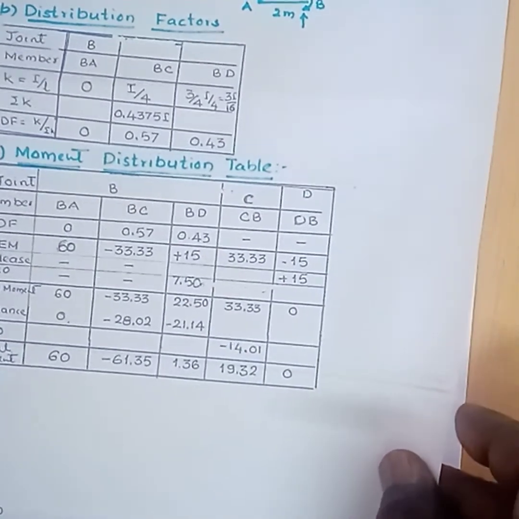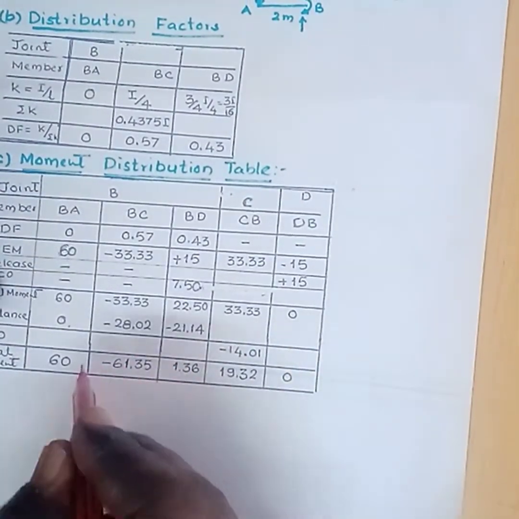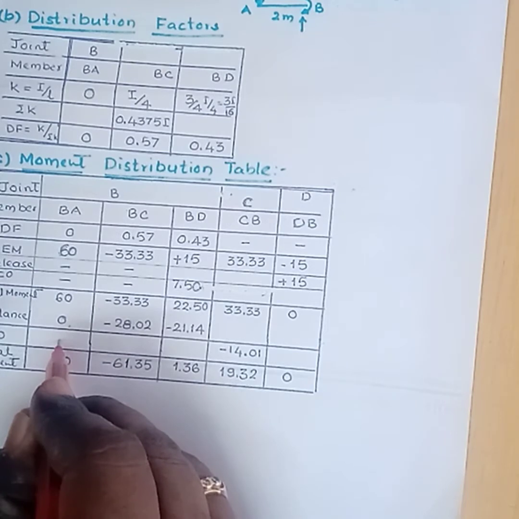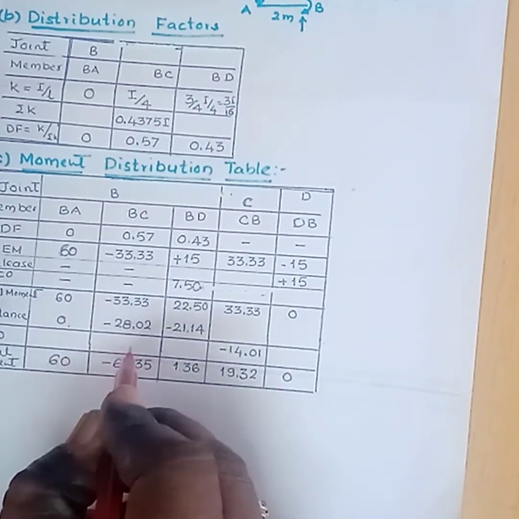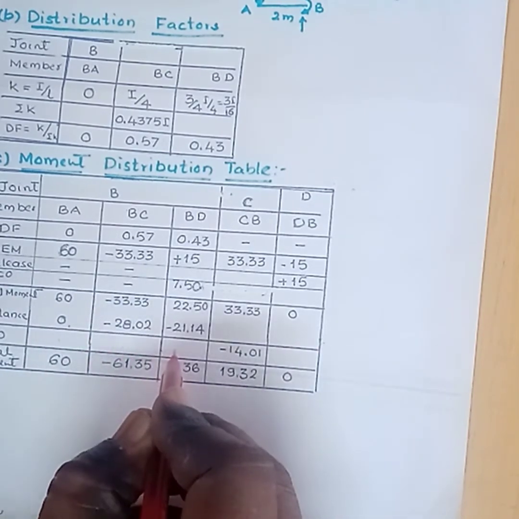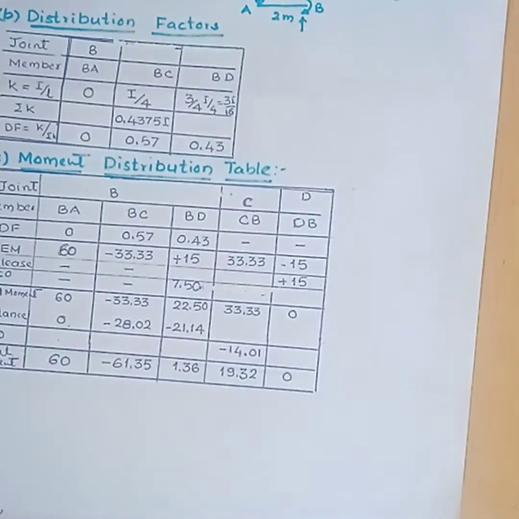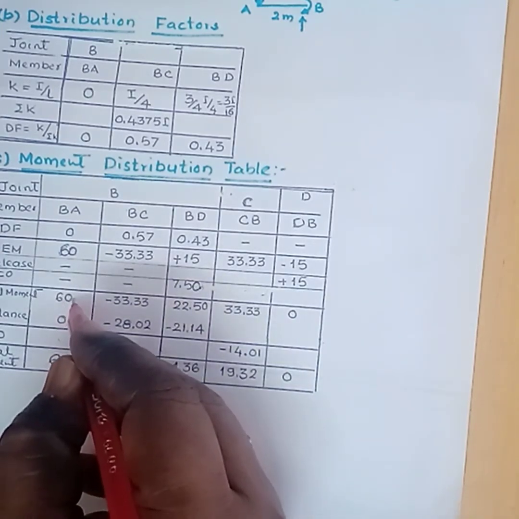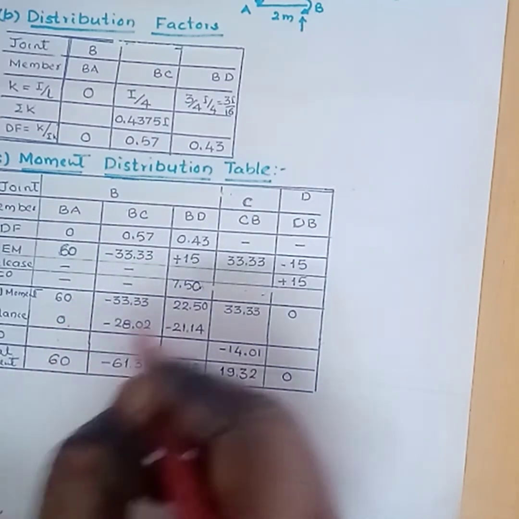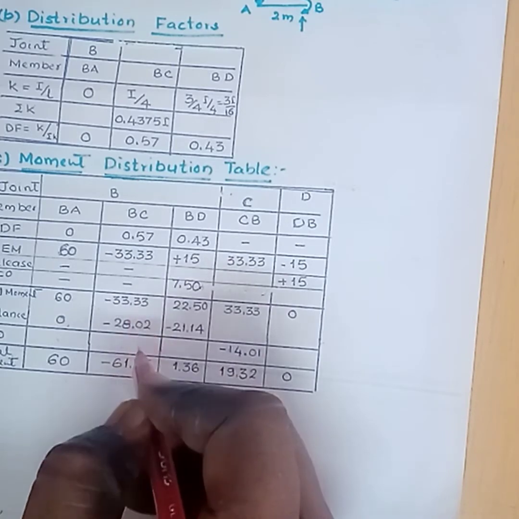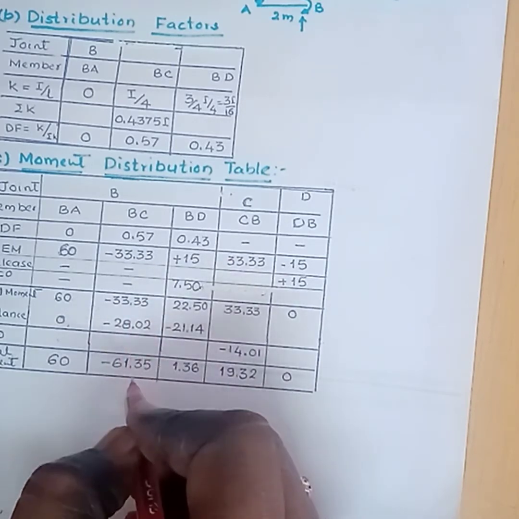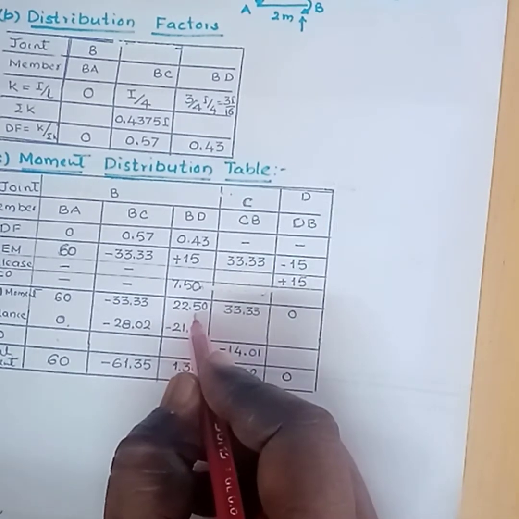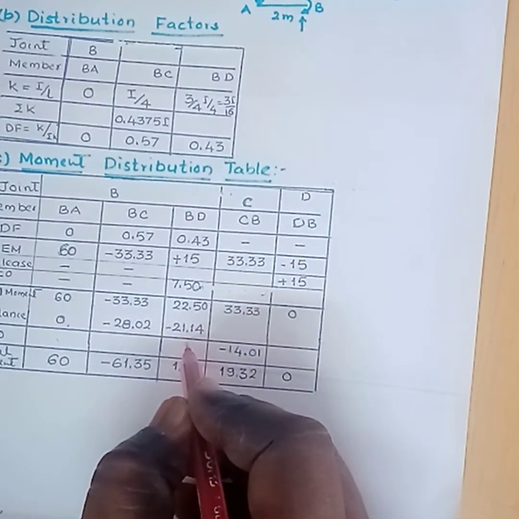Here now by observing this moment distribution table, the joint B does not have any unbalanced moment. Hence we have to get the final moment by adding all these things. This one is initial moment 60 plus 0, that is 60. This one is minus 33.33 minus 28.02, that one is minus 61.35. This one is 22.5 minus 21.14.